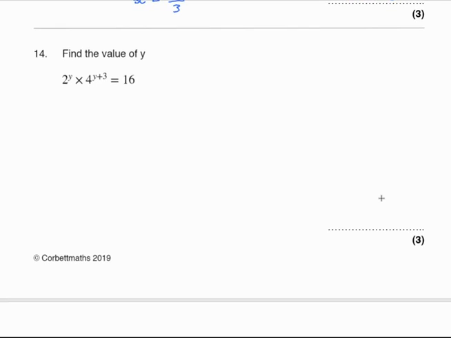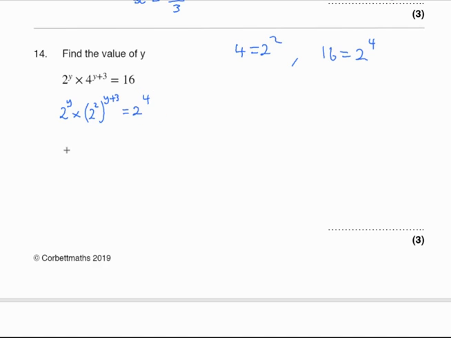Next question, find the value of y. So again, same kind of thing, but this time we can say that everything is a power of 2. So notice that 4 is equal to 2 squared and that 16 is equal to 2 to the power of 4. So I have 2 to the power of y multiplied by, instead of having 4 to the power of y plus 3, I have 2 squared to the power of y plus 3. And that's equal to not 16, but 2 to the power of 4.